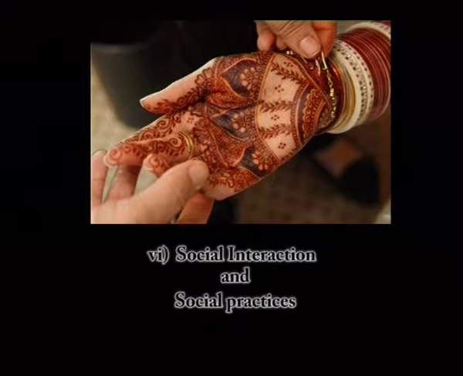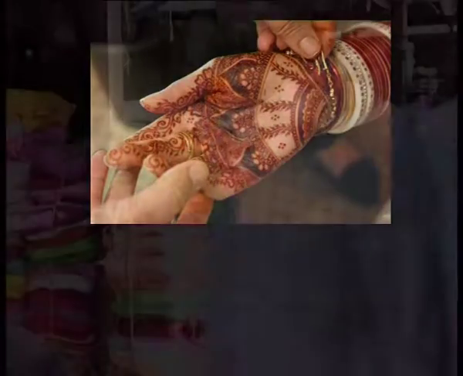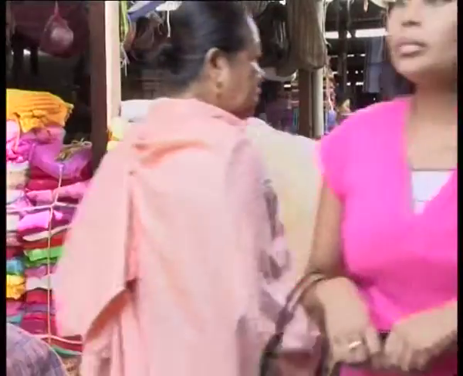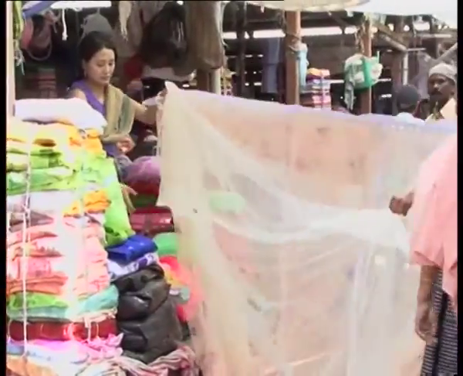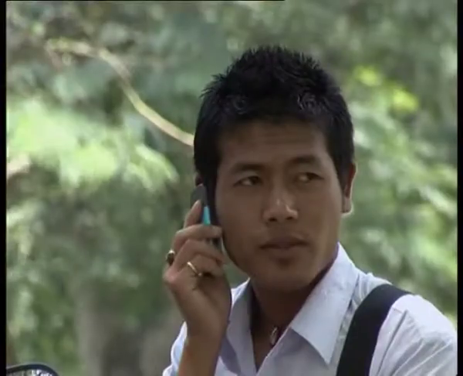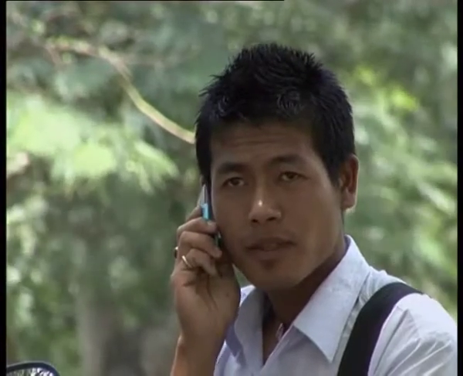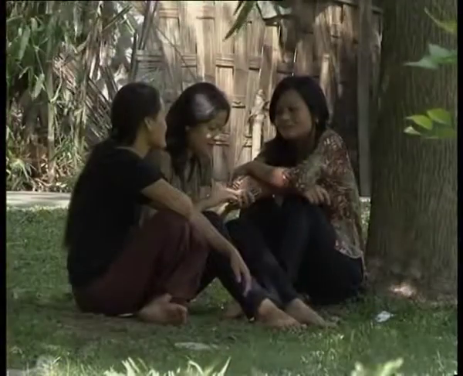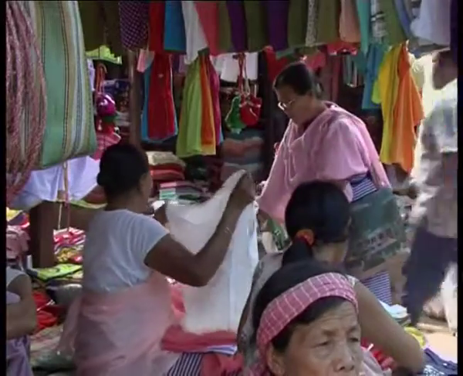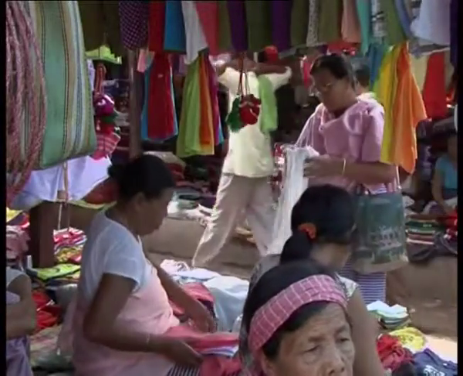Social interaction and social practices. Who people talk to on a regular basis is an important factor in the development of dialect differences. At the individual level, patterns of interaction or social networks, density and multiplexity of speakers' social interaction are the core issues.